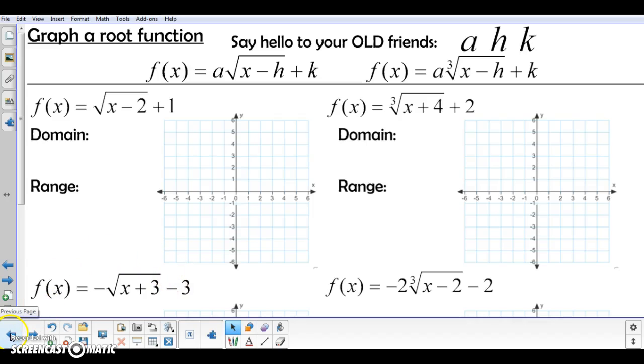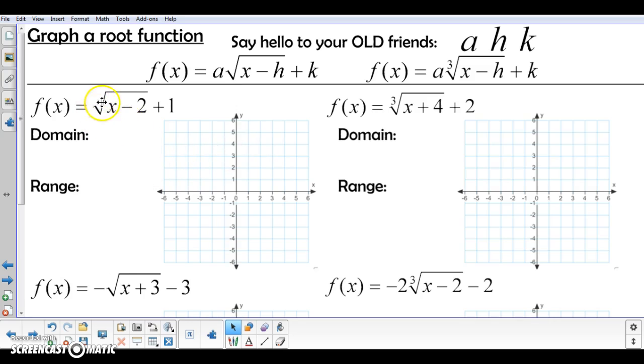Now that we've seen how to graph a basic square root and cube root function on our calculator, we're going to look at one that's a little bit more complicated. Graphing a root function, we're going to say hello to some old friends, a, h, and k. A couple of letters that we use to shift and change the graphs of quadratic functions or parabolas a couple of chapters ago.